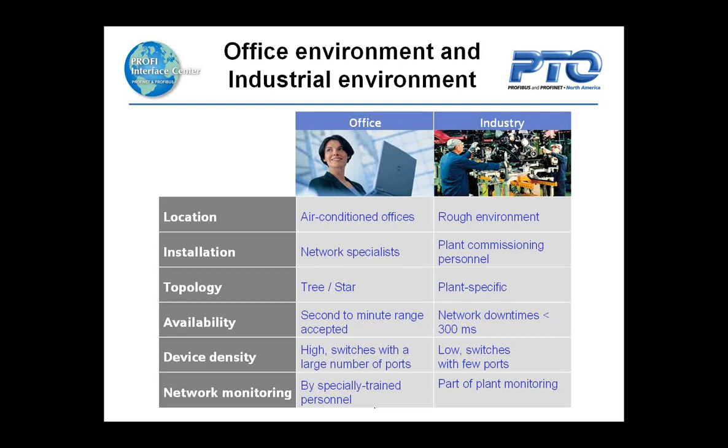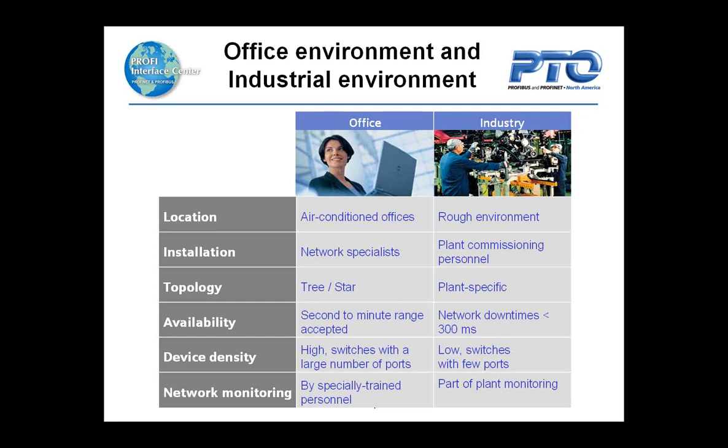In the office, it's air conditioned. You usually have some IT staff guys that know what's going on there. If they need to run a new cable, they can go up in the ceiling and run the new cable through the ceiling. The availability of the network's not as high, so second-to-minute ranges are accepted. Of course, we probably all know when we put in the IT ticket, sometimes we might have to wait a while to get the problem fixed. So it's not as critical.